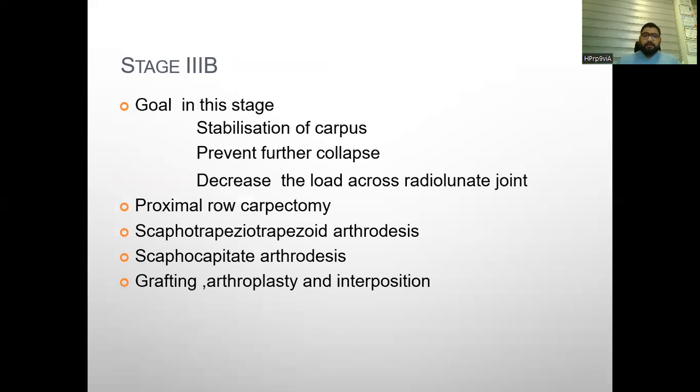In stage 3B, obviously, there is a rotation of the scaphoid as well. So the goal in this stage is stabilization of the carpus, prevent further collapse, and decrease the load across the radiolunate joint. Scaphotrapeziotrapezoid arthrodesis. These are the options: proximal row carpectomy, STT arthrodesis, scaphocapitate arthrodesis, grafting, arthroplasty, and interposition. All are the options that have been given in the textbook.